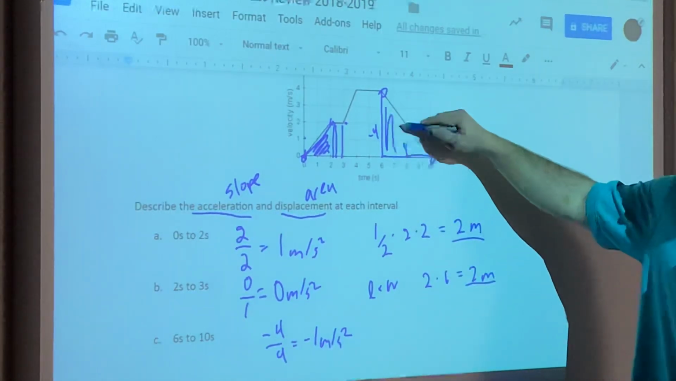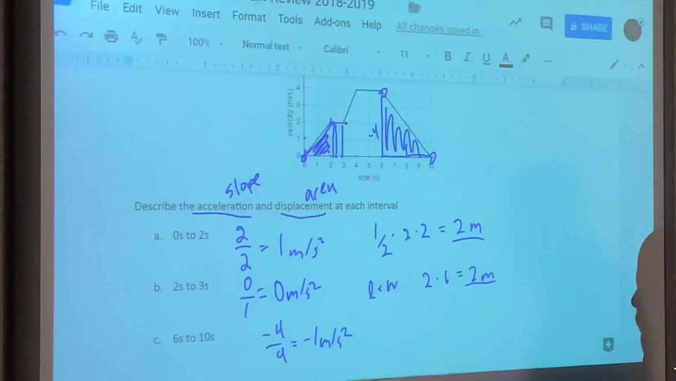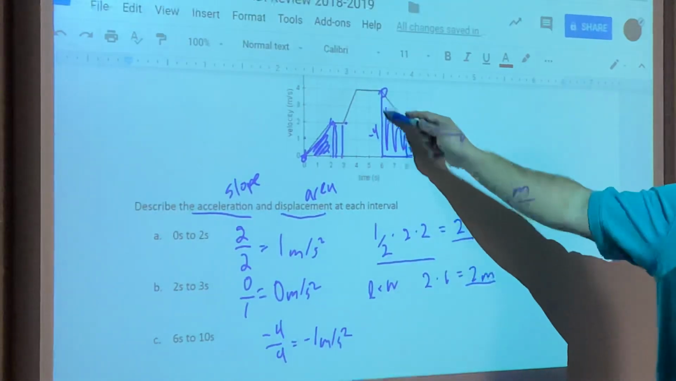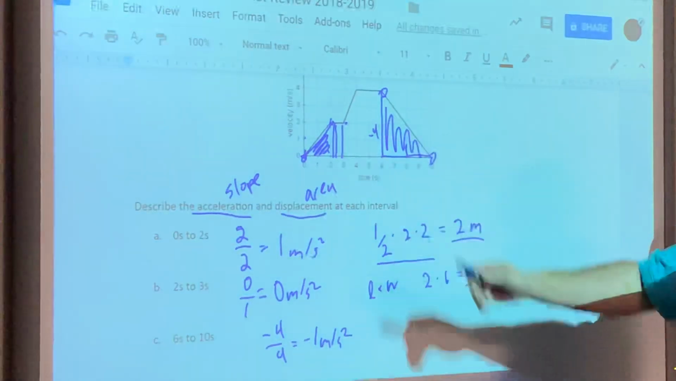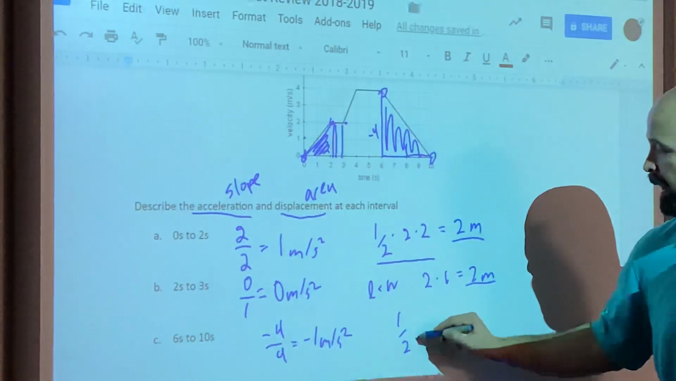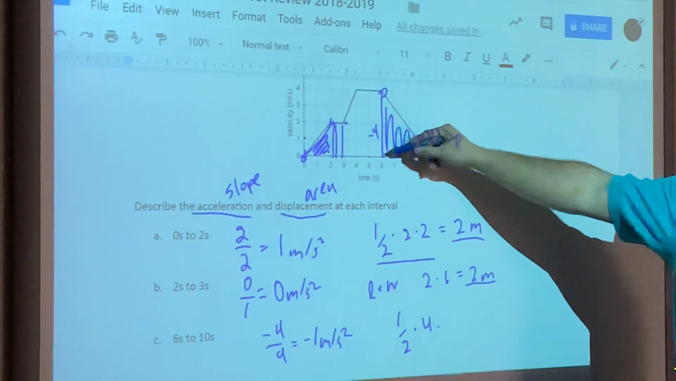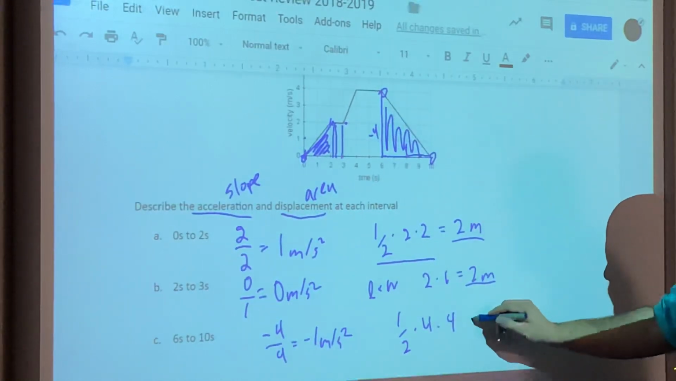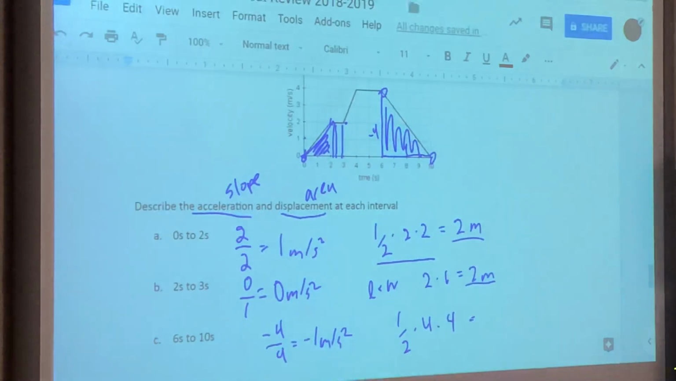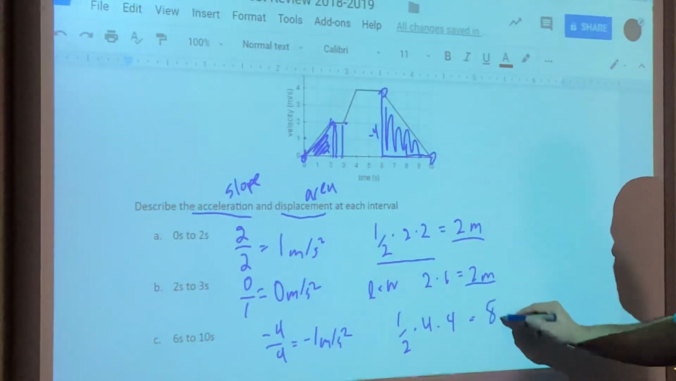The area under this curve will tell us the displacement. So we're going to use the 1/2 base times height because this is a triangle, right? Underneath that curve, it's a triangle. So we're going to do 1/2 times the base of 4 times the height, which is 4 units high. So what's the area of that? What is that? 8. Good.